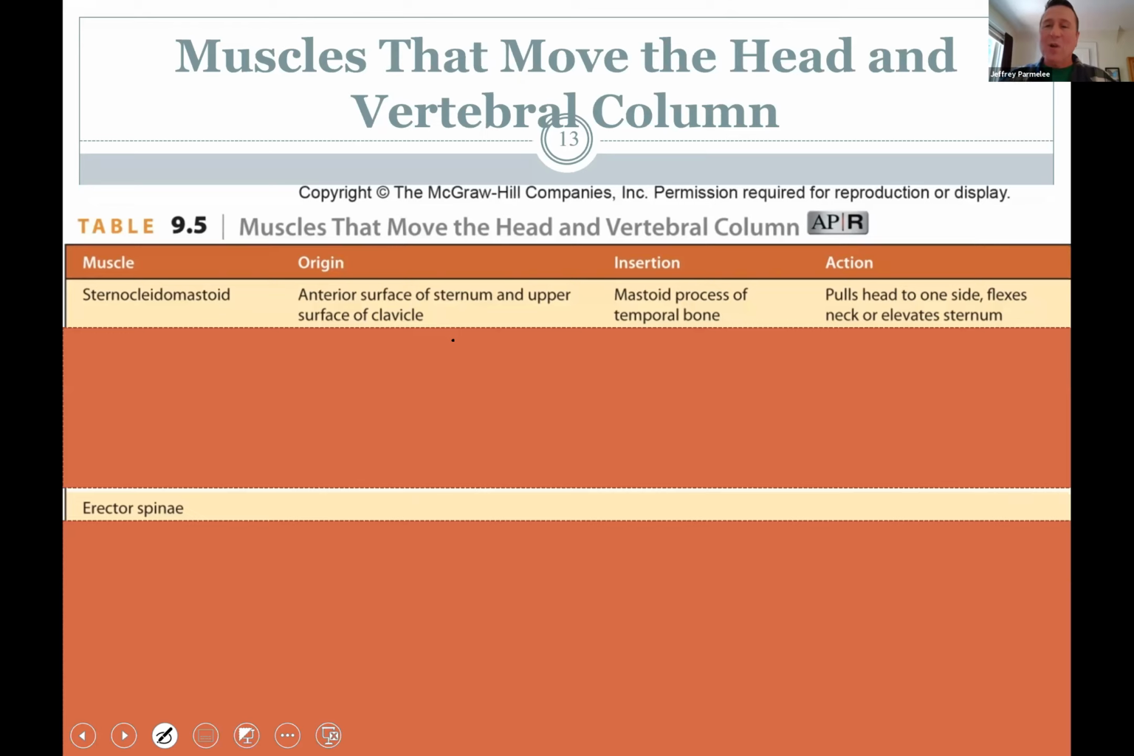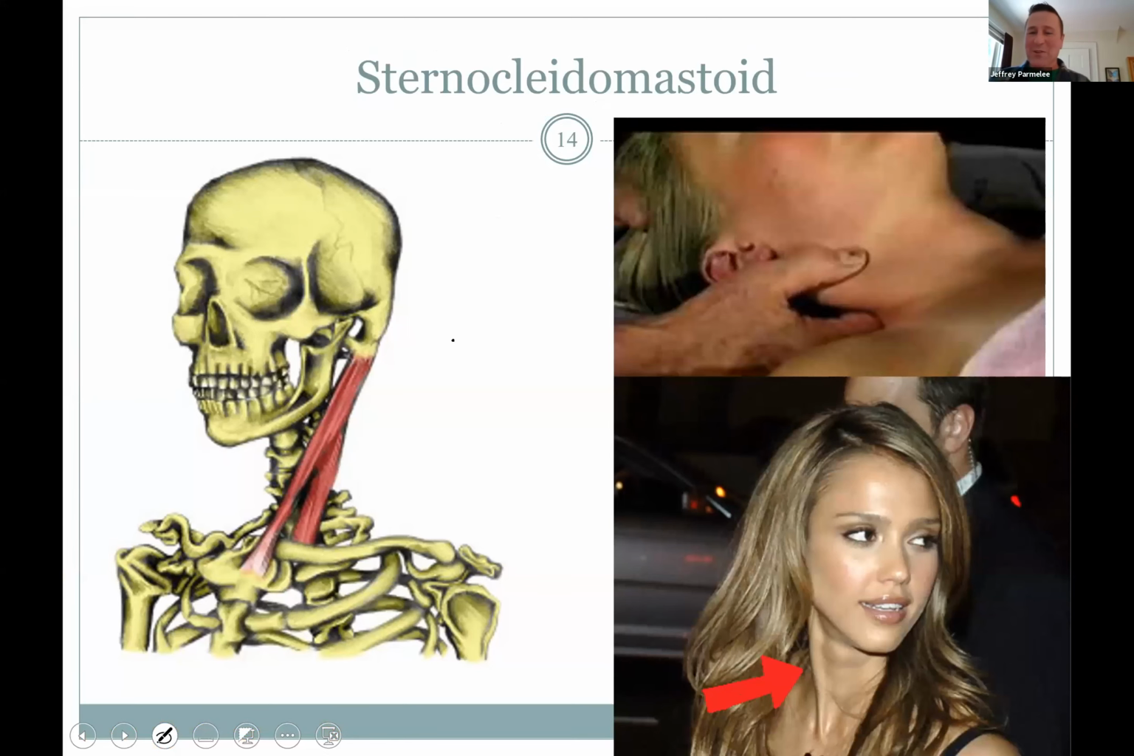Erector spinae is a whole group down your back along the vertebrae that are going to keep you standing erect like that. And then sternocleidomastoid, this big muscle that comes out in your neck when you turn your head. So sternocleidomastoid, you can see it just pops out when you turn your head. And I love it. Sternocleido means from your sternum and your clavicle onto the mastoid process, which you know, you feel that bump right here by your ear. So bam, you got it.